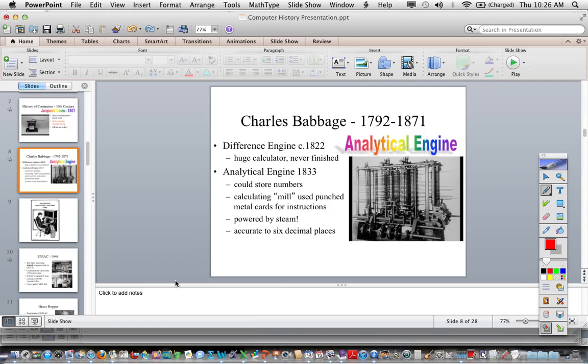There was a lady that worked with him named Ada Lovelace. She won't be on the test, but she's often considered one of the first programmers. She's the one that gave him the idea of using the binary number system, zeros and ones. Now we're going to talk about the binary number system in a little bit, but zeros and ones work really well for computers because they run on electricity. Circuits are either on or they're off, and so that's how the computer does mathematics, with binary numbers.